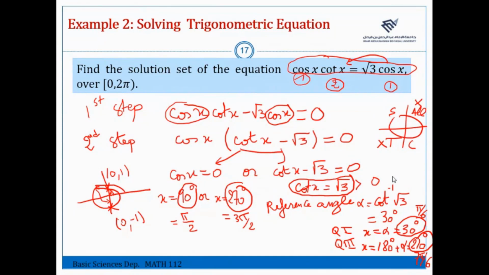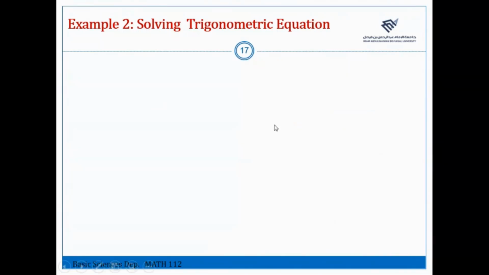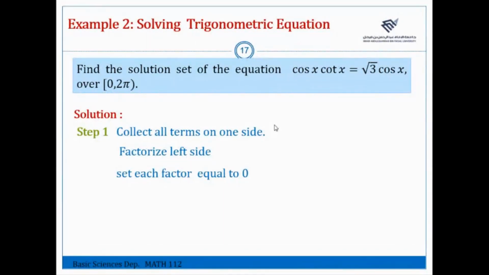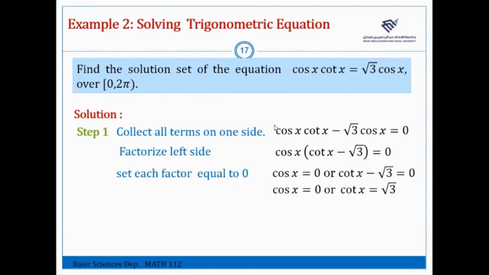Later, all of this procedure we will repeat every time. Let's see another example, and hopefully it becomes clearer. Okay, so let's recap. First step: collect all terms on one side. Then factorize, write it as a product. When a product equals 0, it means that each factor is 0. Either cosine equals 0 or cosine minus square root 3 equals 0.